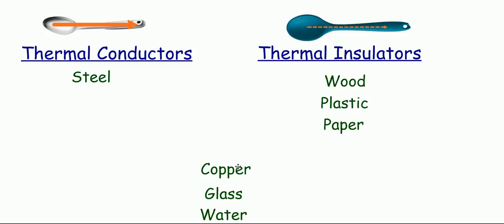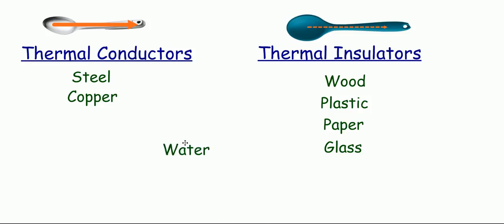Copper, that's a metal, right? That is a conductor. Glass does not transmit heat very well. That's why we have it in our windows in our homes. It's not perfect, but it's a pretty good insulator. And water is the last one we can put over here. If you go swimming, you'll get cold pretty quickly, because the heat does transfer into the water.